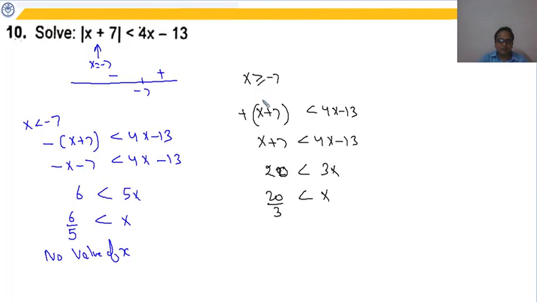We assumed x greater than or equal to −7, and we are getting 20/3 which is greater than −7. So we are getting values of x. So what is the solution we are getting? x can take values from 20/3 to infinity. Now it is not equal to in this case, so we can simply say x is greater than 20/3. This is our solution in this case. 20/3 is not counted because equal to was not there. Yes? Clear?